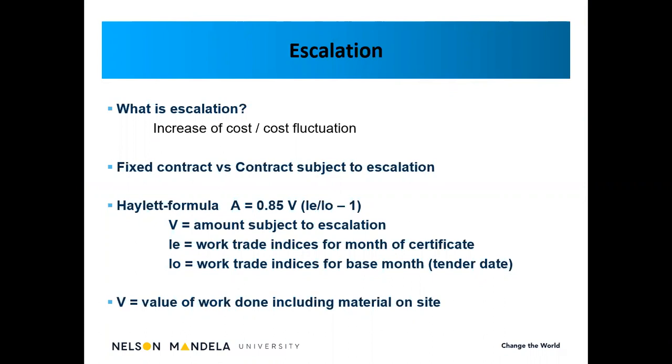or cost fluctuation. You can imagine that when the contractor tenders for the project, let's take an example where a pocket of cement costs 95 Rand per pocket. And during the construction period, the material price increased from 95 to, let's say for argument's sake, 100 Rand. Escalation will most probably cover that increase of cost of 5 Rand.